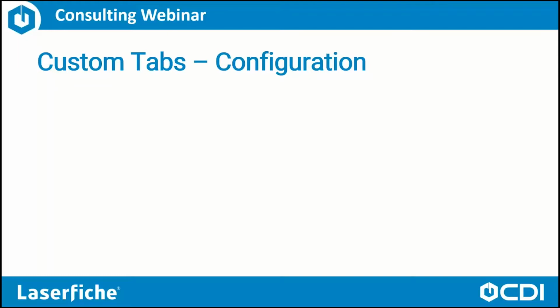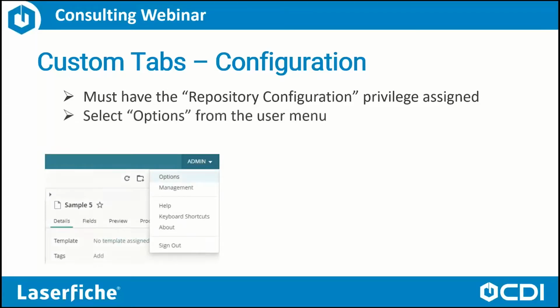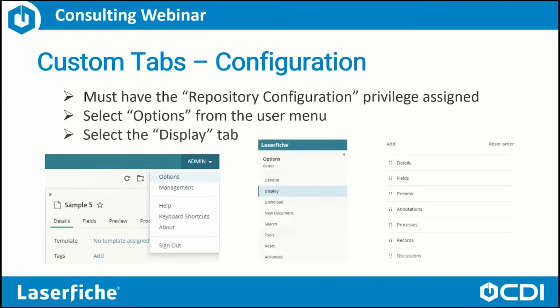For configuring custom tabs, the user that is signed in must have the Manage Repository Configuration privilege assigned. To start managing tabs, you'll select your user menu from the top right corner and select the Options item in the menu. Next, after the Options pane opens, we can select the Display tab on the left-hand side, and the custom tabs are all displayed down at the bottom of the page.